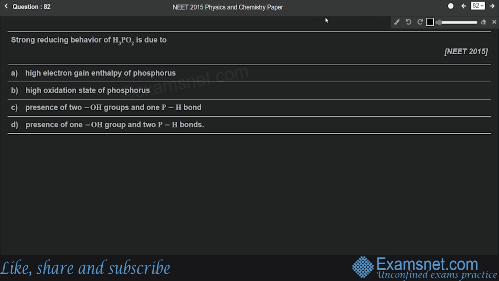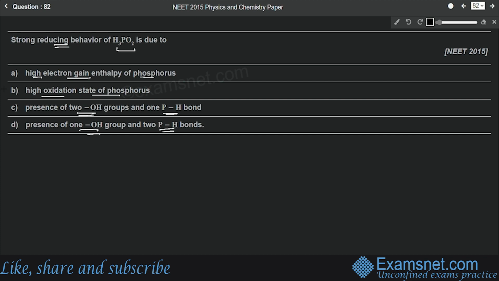Now next question is also from P block elements, and the question is strong reducing behavior of H3PO2, that is hypophosphorus acid, is due to option A. High electron gain enthalpy of phosphorus, option B. High oxidation state of phosphorus, option C. Presence of two OH groups and one PH bond, and option D. Presence of one OH group and two PH bonds.